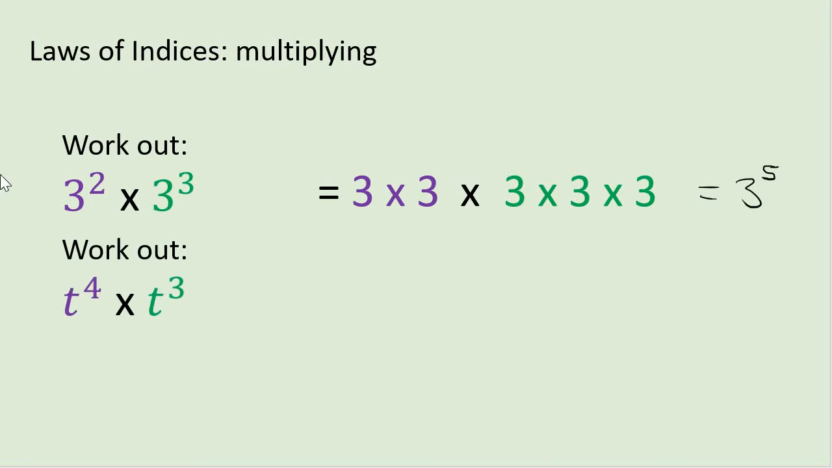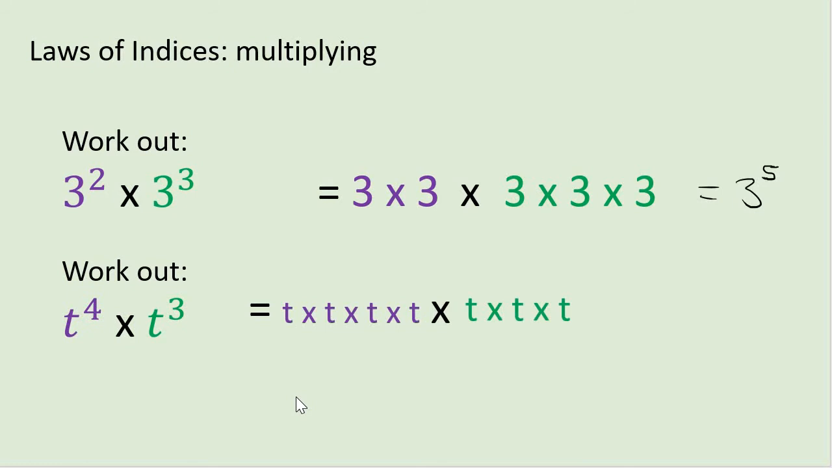How about when we have an algebraic expression instead of a number? So we might have something that looks like t to the power of 4 times by t to the power of 3. Same as before, we're going to write this out as t times t times t times t, that's t to the 4, times by t times t times t, that's t to the 3. Altogether there we have 7 t's, 1, 2, 3, 4, 5, 6, 7, t to the 7.